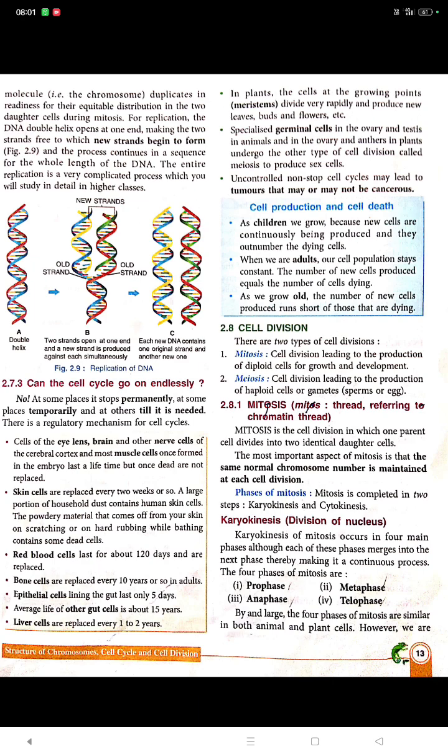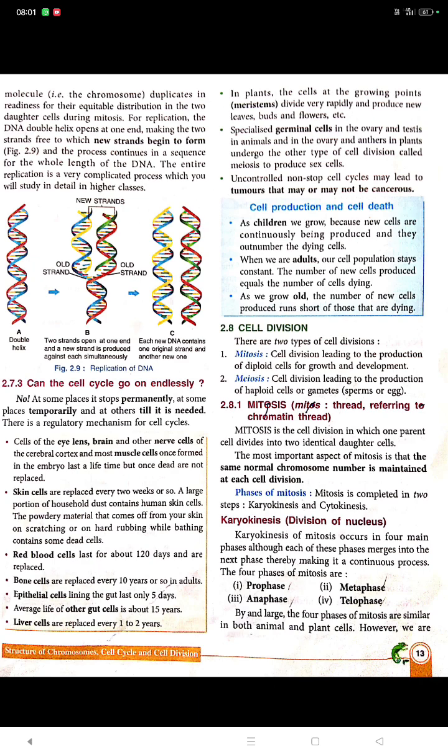Let's check mitosis. Mitosis is the cell division in which one parent cell divides into two identical daughter cells. Do you get it? One cell, meaning the parent cell, divides into two new cells, the daughter cells. Then the phases of mitosis.